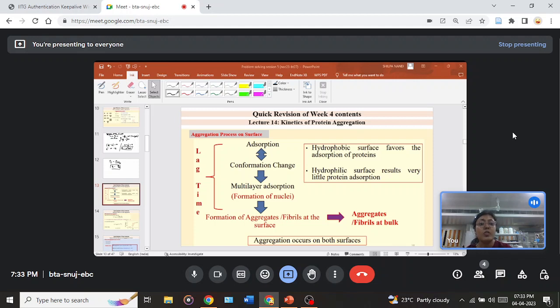Right. Also, one more thing that needs to be noted is that hydrophobic surfaces favor the adsorption of proteins, whereas hydrophilic surfaces result in very little protein adsorption. So you must also remember this particular case. Questions may be asked depending on this as well.